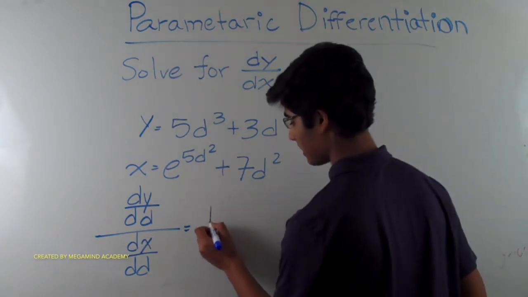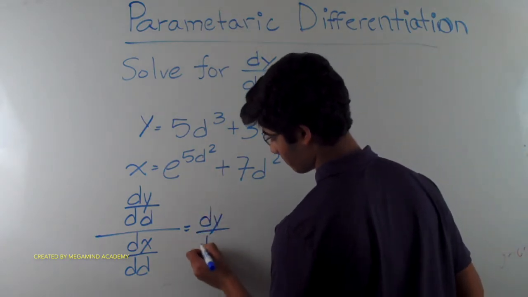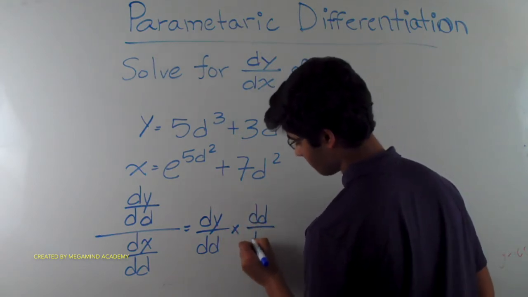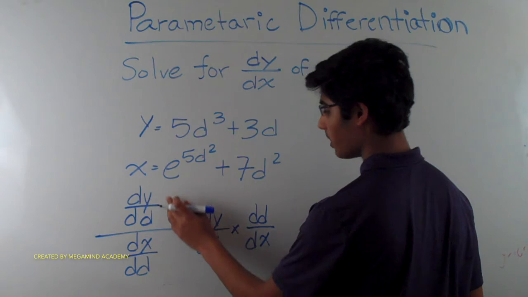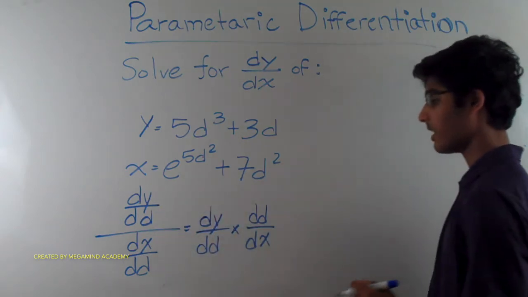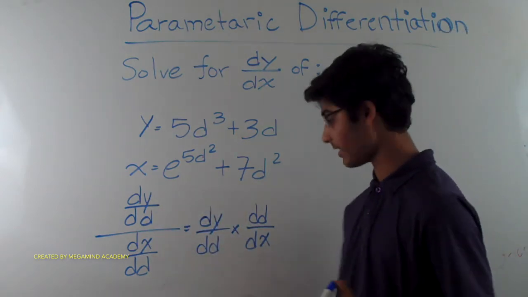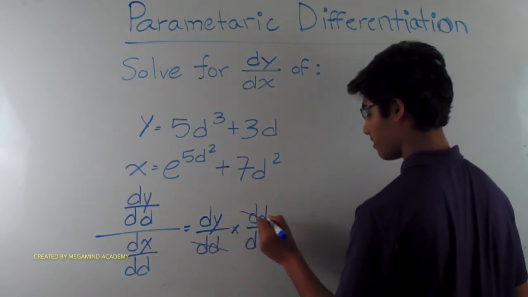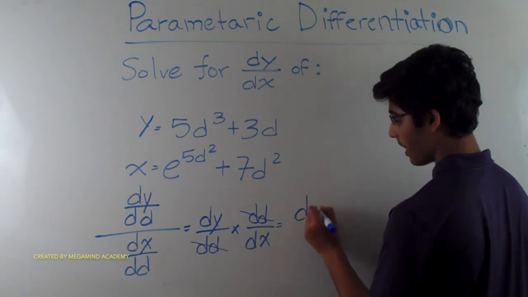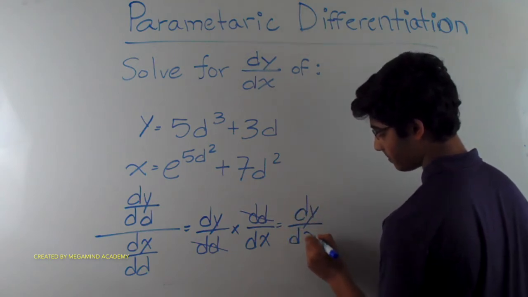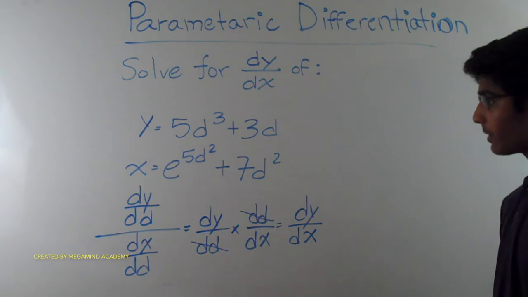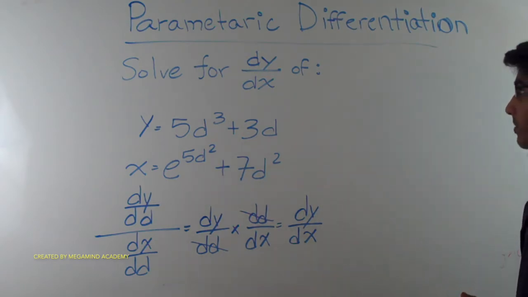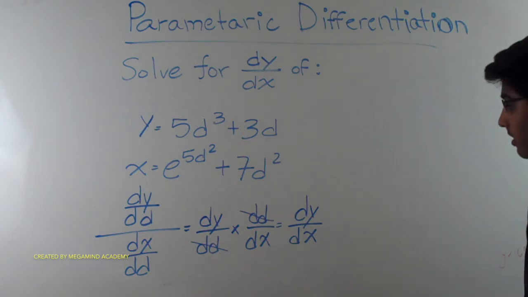So this becomes dy/dt times dt/dx, because we remember we have to multiply the numerator by the reciprocal of the denominator for dividing fractions. So when we do this, the two dt's cancel out, and you're left with dy/dx. So that's how we would solve for the derivative of parametric functions. So let's do that here.